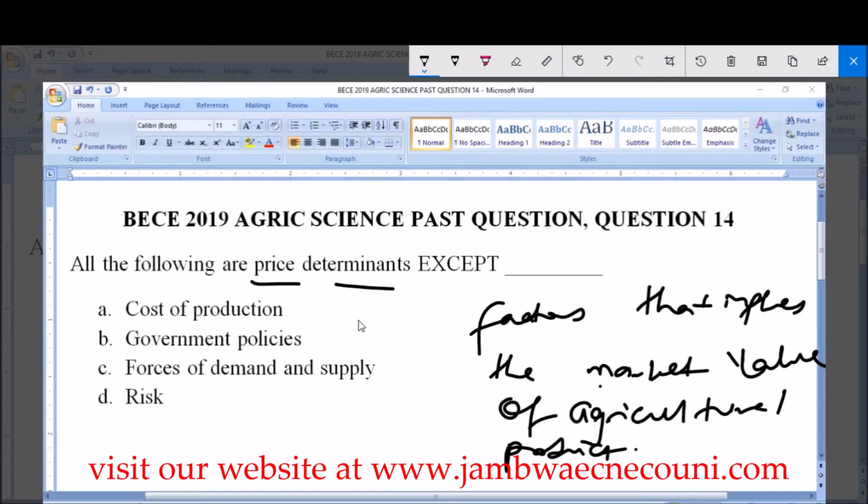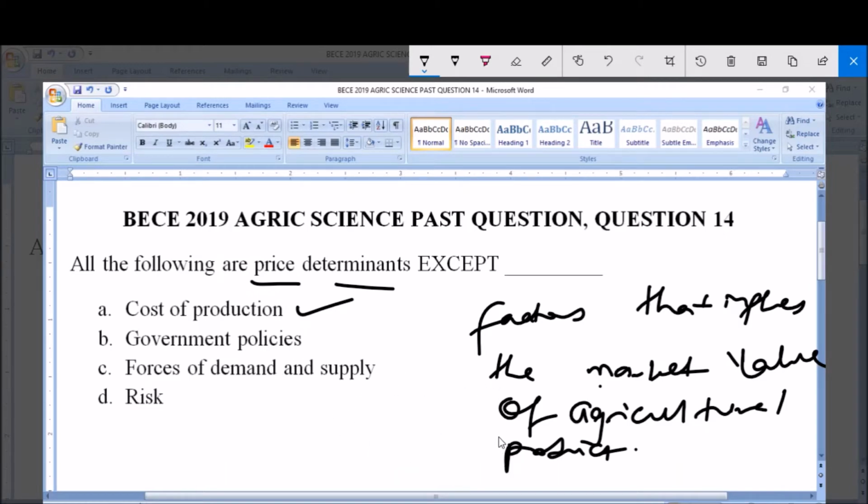Now, A here says cost of production. Cost of production is a price determinant factor. Is a factor that determines what? The price of agricultural products. Because for a farmer to sell his product, he must consider his cost of production, that is the cost at which he produced such agricultural products. Take for instance a maize plantation. The farmer must consider the amount spent, his capital invested in such maize plantation, and that amount will determine the cost of this product.